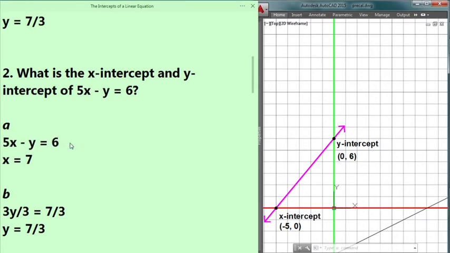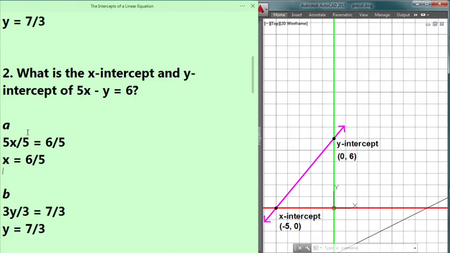Now, kapag x-intercept, gagawin lang nating 0 yung y. And then, we will have 5x minus 0. And then, magiging 5x lang. And then, 5x is equal to 6. So, divide natin both sides by 5 para mawala yung 5 sa tabi ng x. So, magkakaroon tayo ng sagot na x is equal to 6 over 5. Okay? So, yan ang ating x-intercept. Alright.